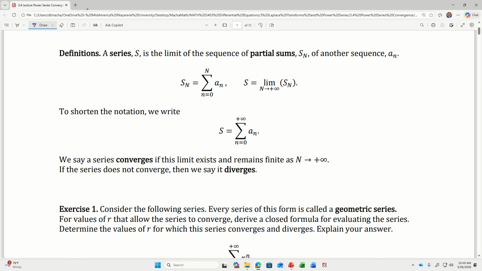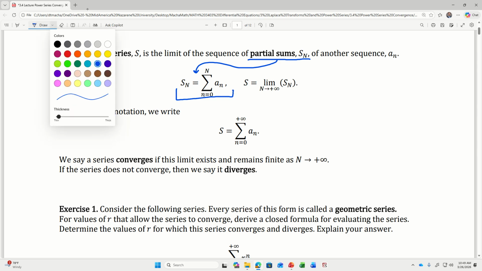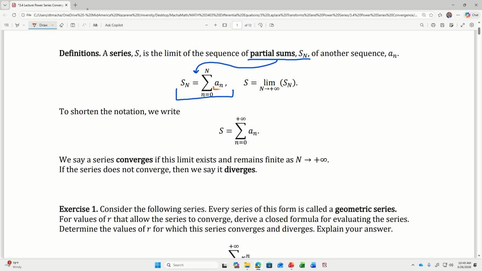So to remind you of some definitions, a series is the limit of the sequence of partial sums of another sequence. So this is what a partial sum looks like. A partial sum is what you get if you are adding up the terms of a sequence as you go.